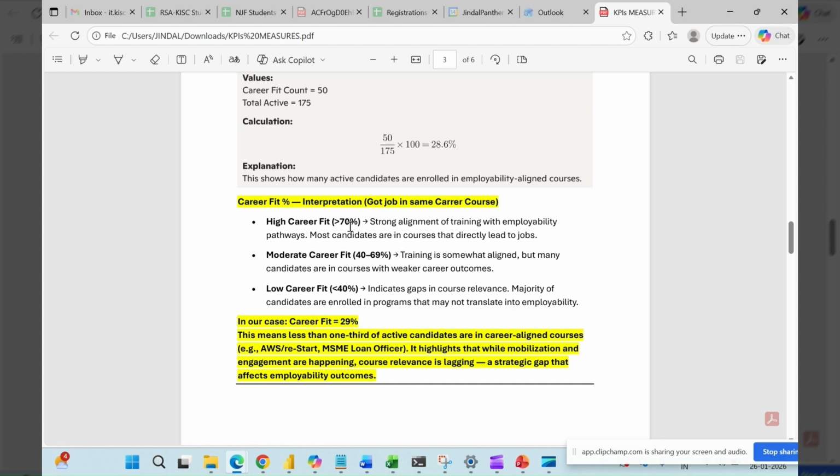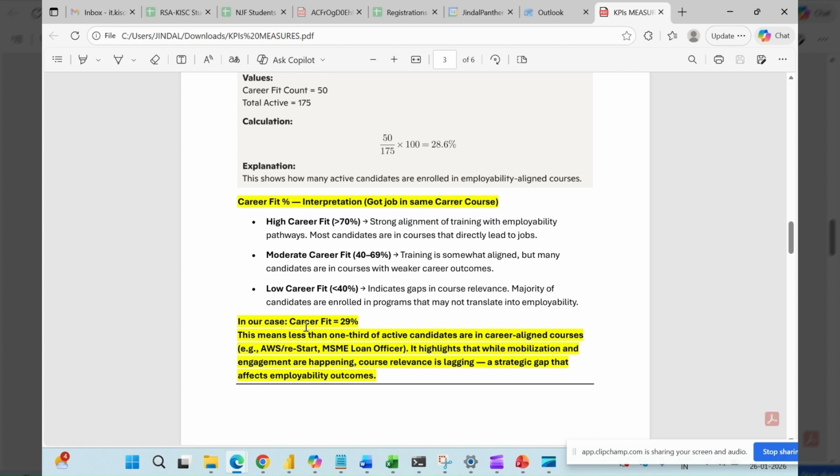So these are some filters I have color coded. Greater than 70% means high career fit, strong alignment of training with the employability pathways. Similarly, moderate means training is somewhat aligned, but many candidates are in courses with weaker career outcomes. It means it's moderate, not so worthy, so we need to check this. And again, less than 40% indicates gaps in course relevance. The majority of candidates are enrolled in programs that may not translate into employability.